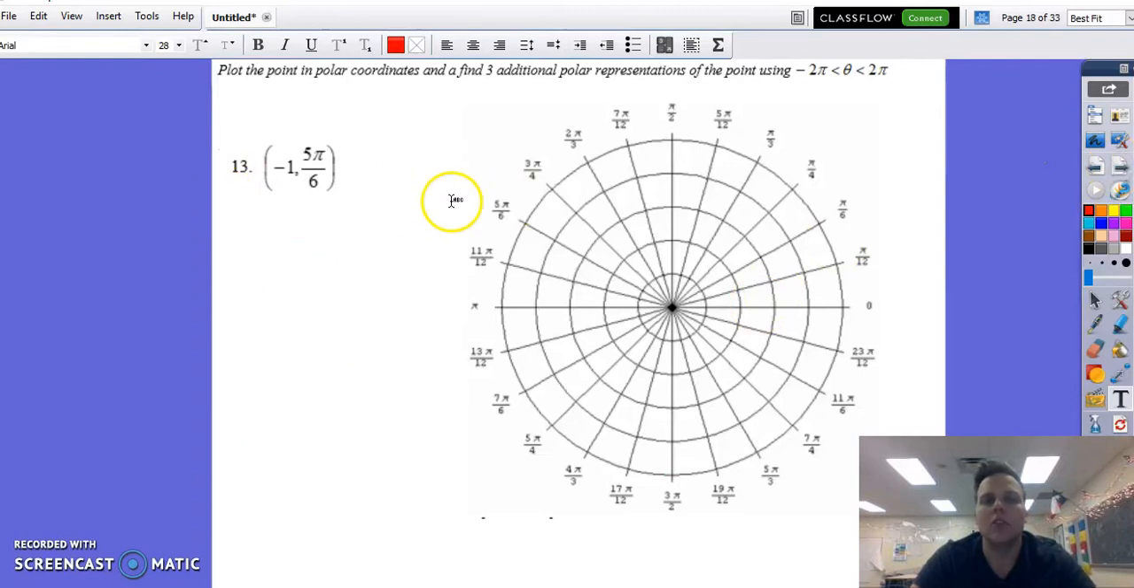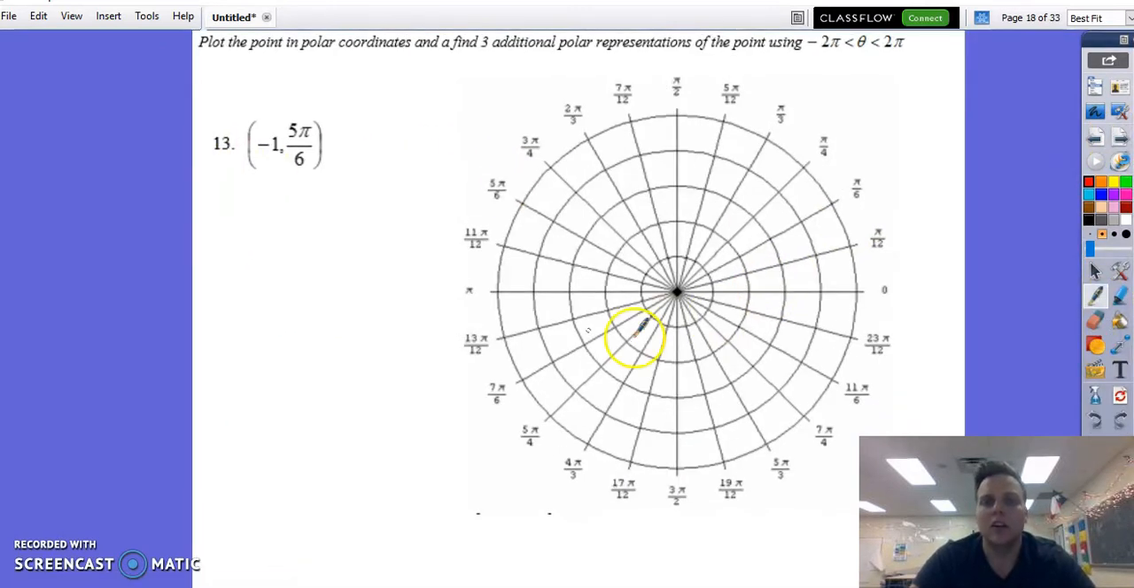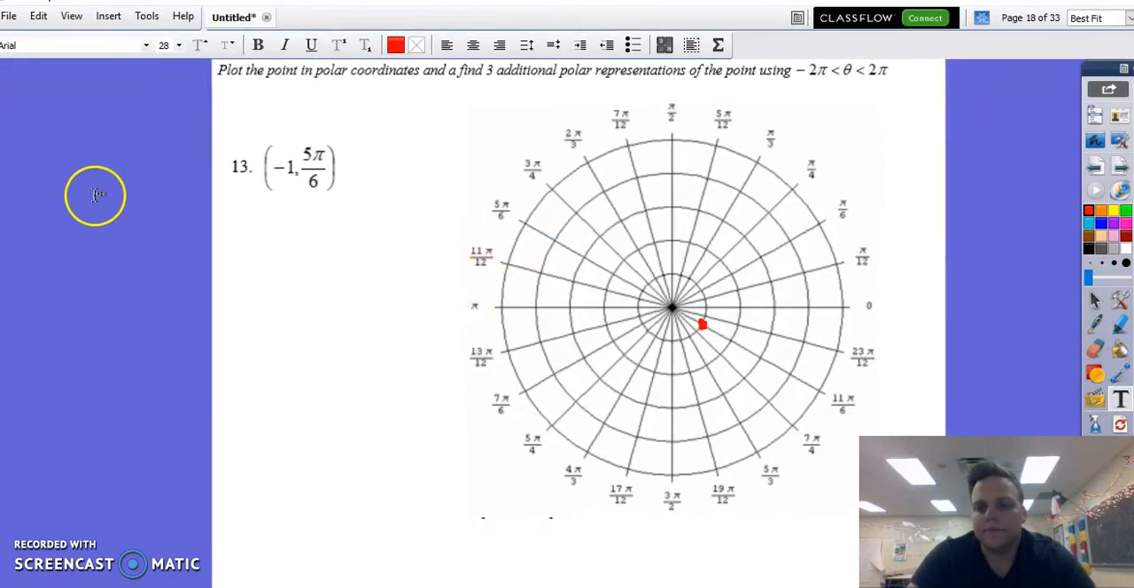Alright, number 13, -1, 5 pi over 6. First I have to figure out where to plot that. Where does 5 pi over 6 fall if r was positive and theta was positive? It would fall right here, right? So how many lines over is that? 1, 2, 3, 4, 5, 6, 7, 8, 9, 10. So I need to go to -1, and count 10 lines going in the positive direction. 1, 2, 3, 4, 5, 6, 7, 8, 9, 10. So right here. Okay, now we need to get our other 3 points.